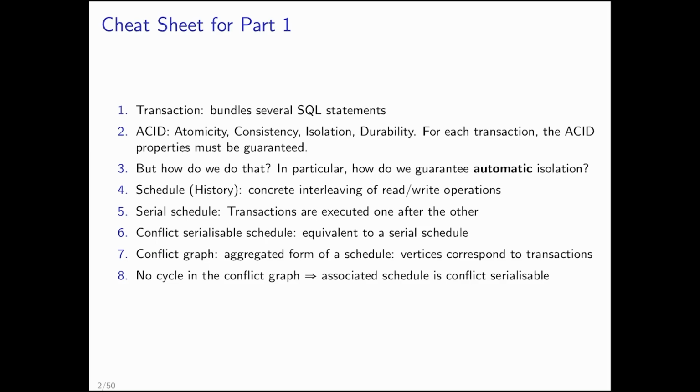The important thing is when you link these transactions back to ACID, for our transactions, the ACID properties must be guaranteed by the system. That's very important. And that is what the art of database systems is about, or parts of it. So how do we do that? How do we guarantee automatic isolation?